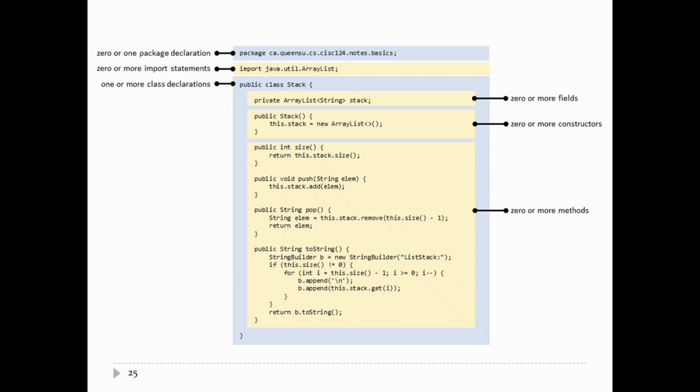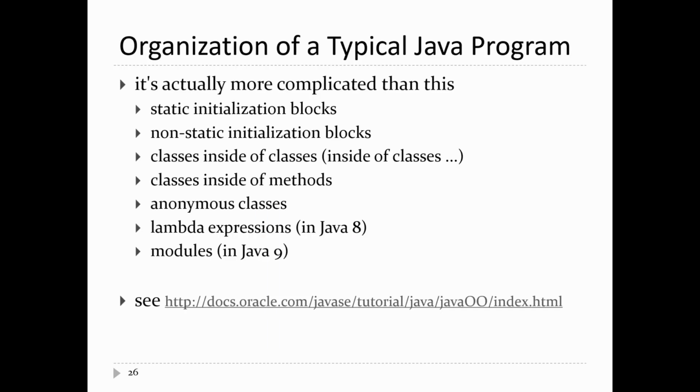This file is available to you if you have the source code that the course uses. It's actually much more complicated than this, but we don't get much more complicated than this in this course. In a real, professional Java program, there can be many other features. You have things like static initialization blocks, non-static initialization blocks, and so on. The official Java tutorials, if you follow that link, describe or at least point out many of these features.